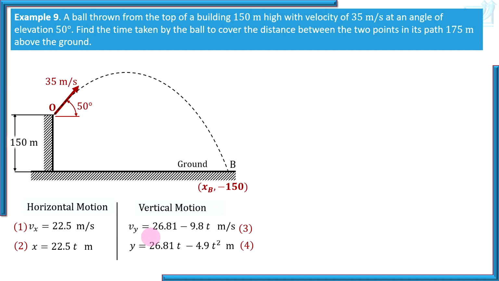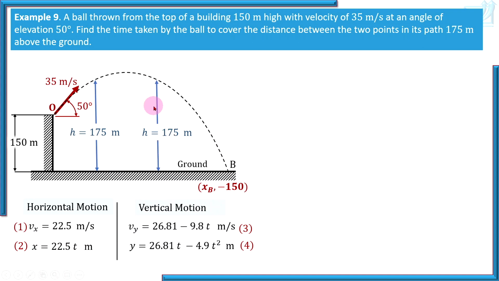After writing the equations of motion, out of 6 variables, which variable's value is known? Let's check it. Find the time taken by the ball to cover the distance. You want to know the time, but for what? To cover the distance between the 2 points in its path. On this path, on this curve, there are 2 points which are 175 meters above the ground. Between these 2 points, how much time does this projectile take? That is what is to be found out. The time taken by the projectile from the first point to the second point. Both points are 175 meters above the ground.